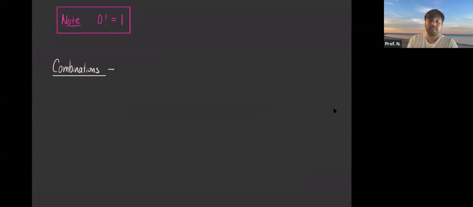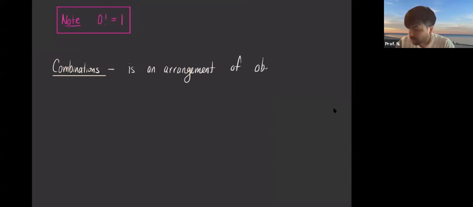Right, it's unordered. With permutations, we care about the ordering of each object that we're considering. With combinations, we don't necessarily care about it. So it's still an arrangement. Combinations is an arrangement of objects where the order, quote unquote, does not matter.